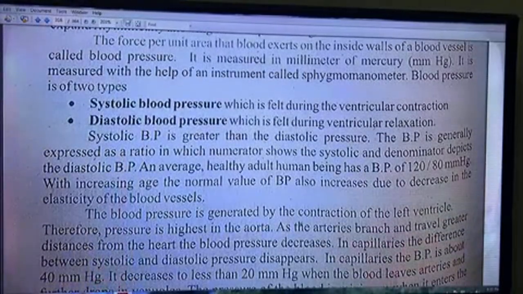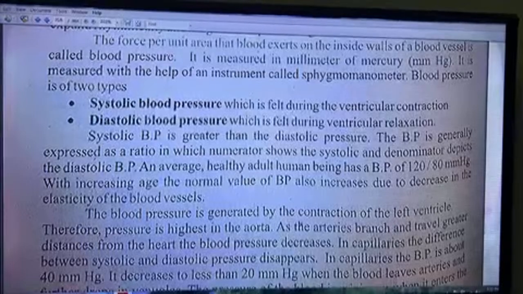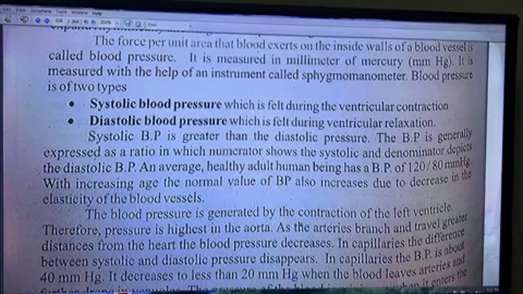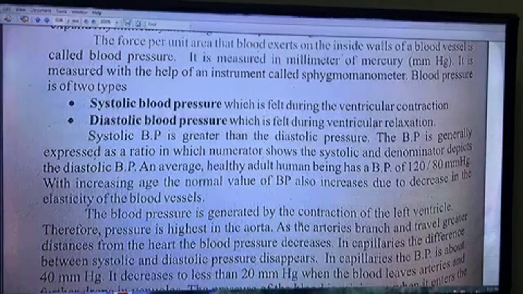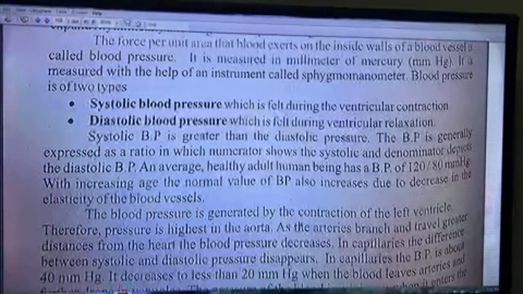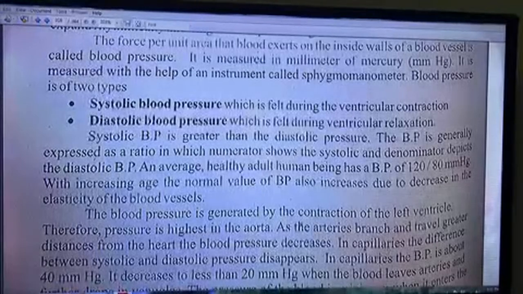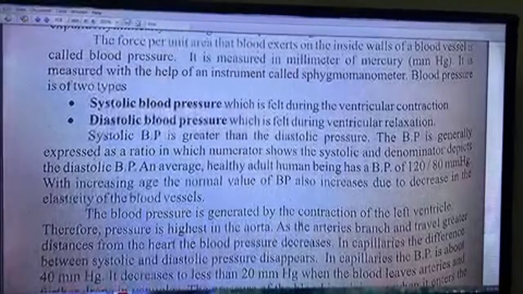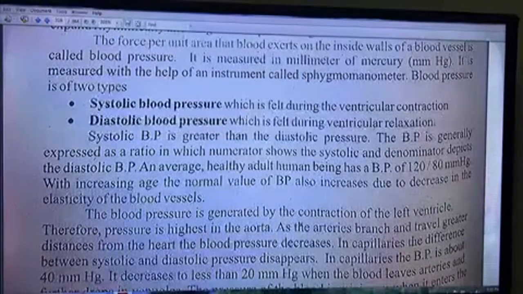The force per unit area that blood exerts on the inside wall of a blood vessel is called blood pressure. It is measured in millimeters of mercury, mmHg, with the help of an instrument called a sphygmomanometer. Blood pressure is of two types: systolic blood pressure, which is felt during ventricular contraction, and diastolic blood pressure, which is felt during ventricular relaxation.